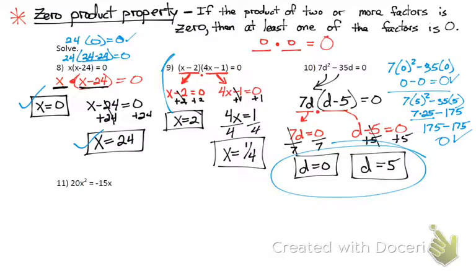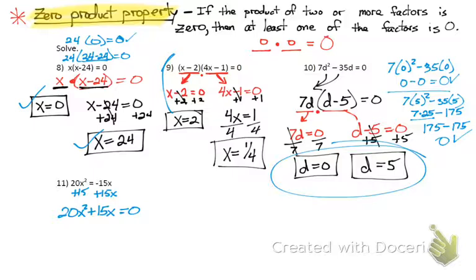All right, and the last problem is similar to problem number 10, the only difference being that this problem does not say equals 0 yet. Obviously, you're going to have to make your equation say equals 0 if you want to use the zero product property, which we do in order to solve. Well, that's pretty simple to do down here by just adding 15x to both sides. Now I have 20x squared plus 15x equals 0.